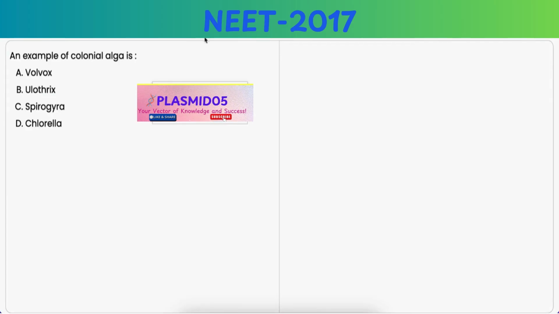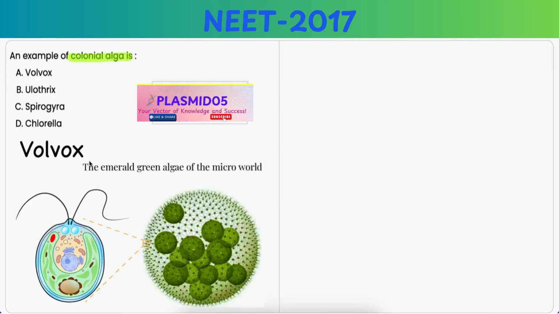In this question, you have to identify the colonial alga. Option A, Volvox. Now, Volvox is a colonial alga where individual cells form a colony and they work together, exhibiting a division of labor. Hence, it is the correct option.